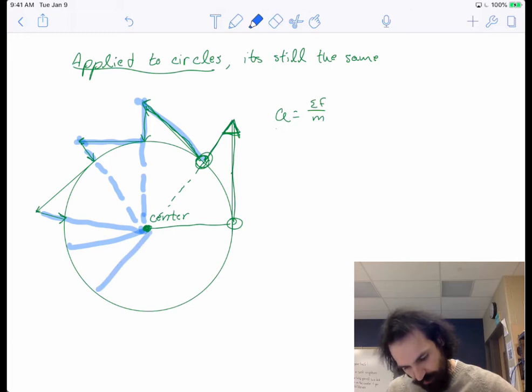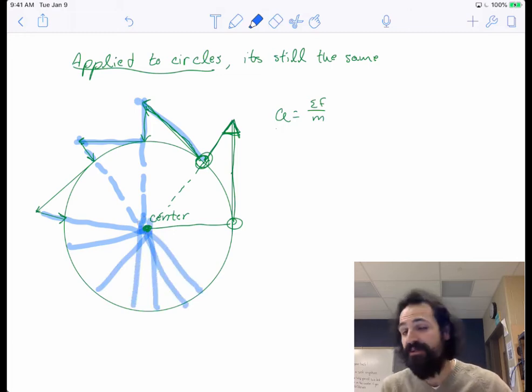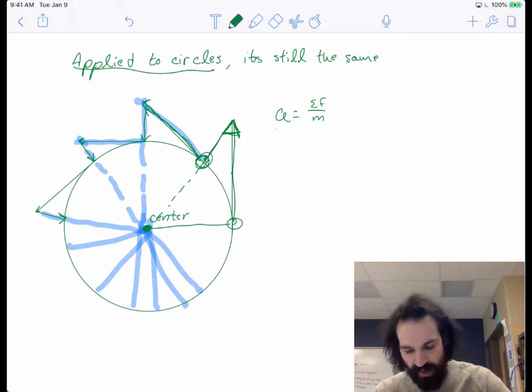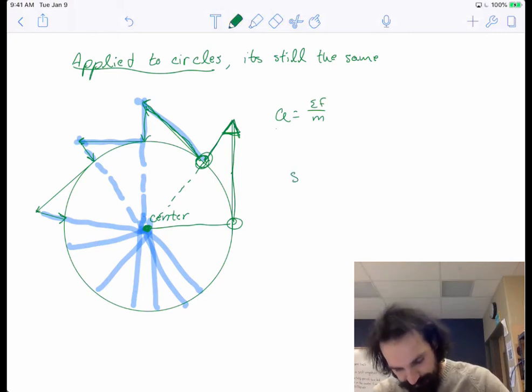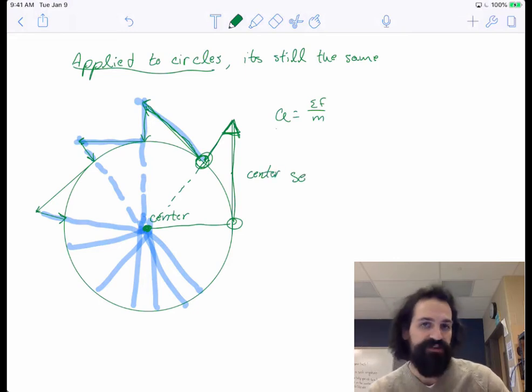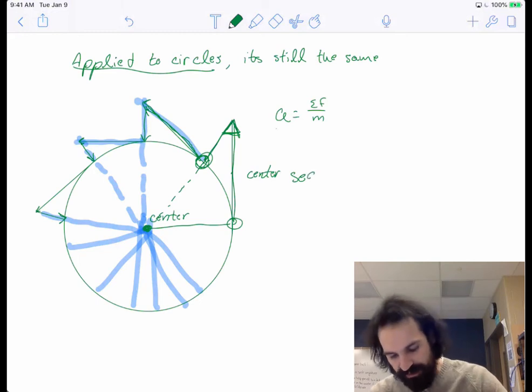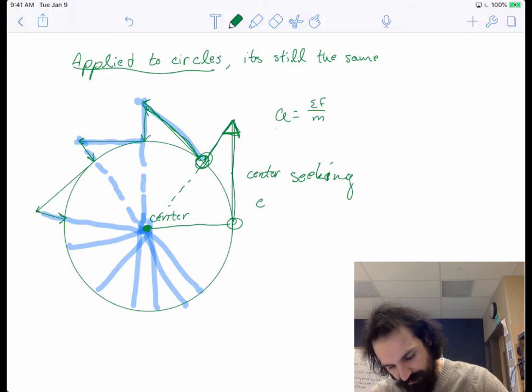There's always a force pushing towards the center, a center-seeking force. And center-seeking is where the term centripetal comes from, where centri means center, and petal means heading towards, seeking, going towards. Center-seeking, centripetal.